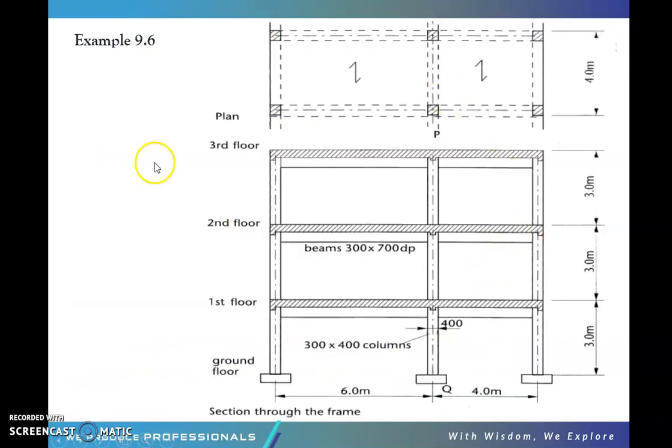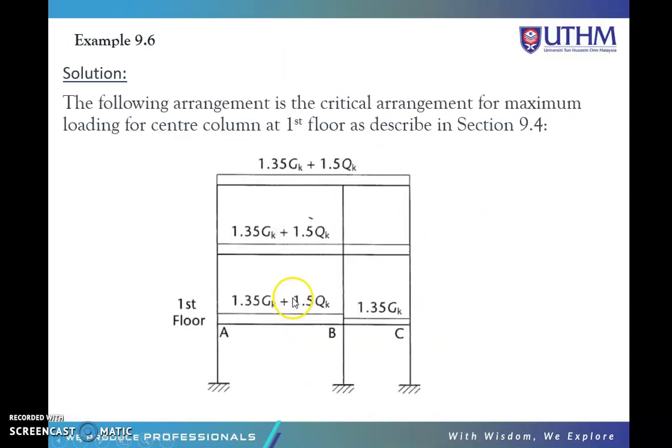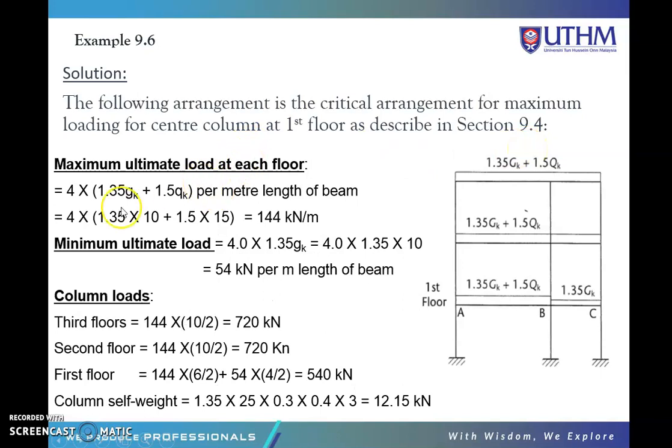Okay, so this is the view, okay, the front view and plan view. So dia nak design dekat kolom sini. First of all, first soalan dia adalah kita nak kena cari load dekat each floor. Okay, so by using this arrangement of criticals, kita dah describe dalam 9.4 punya section. So we can calculate the maximum ultimate load at each floor and also the minimum ultimate load. So the maximum is combination of these two. Okay, so the minimum is only taking the permanent load.